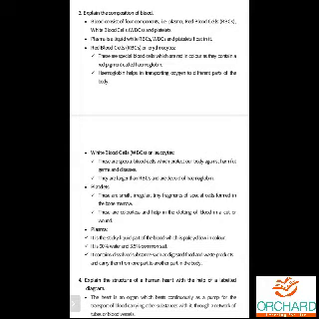Red blood cells or erythrocytes, these are special blood cells which are red in color, as they contain a red pigment called hemoglobin.